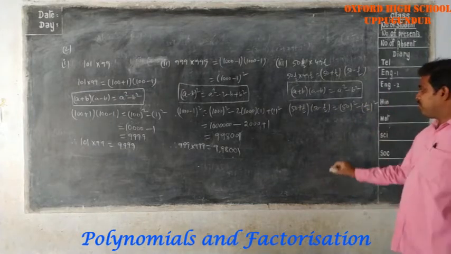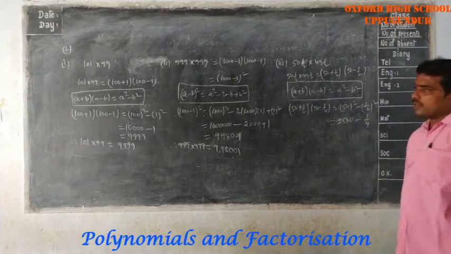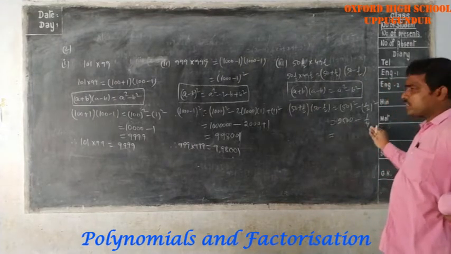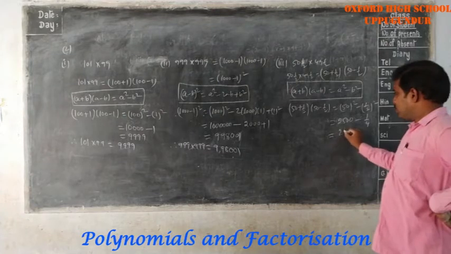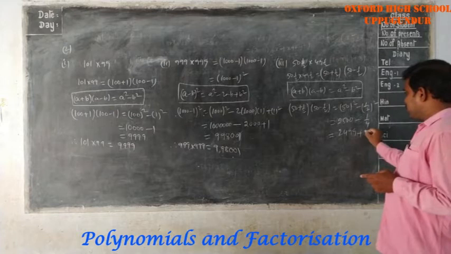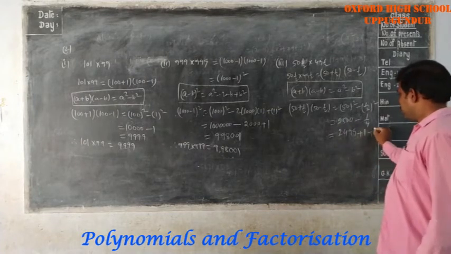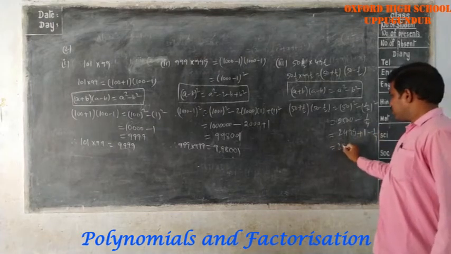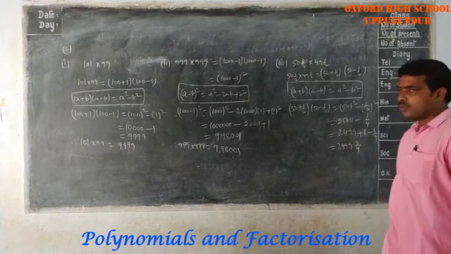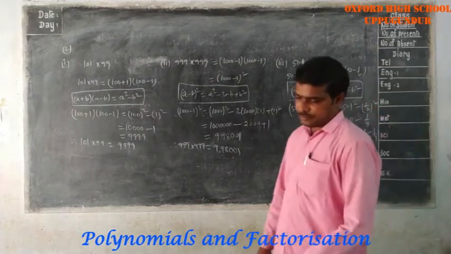50 square, 50 into 50, is 2500, minus half whole square, 1 by 4. 2500 when you subtract 1/4 means 2499, and again you will get 1. 2499 plus 1 is 2500, minus 1 by 4. So 1 minus 1 by 4 you will get 3 by 4. So 2499 and 3 by 4. So this is about the third problem.